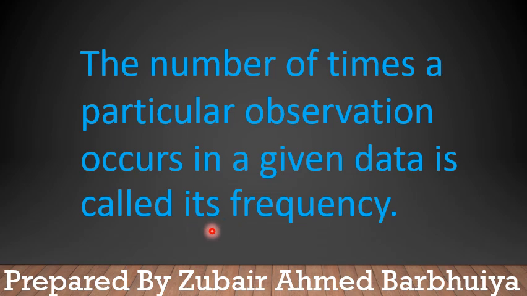Now we will learn another term, frequency. What is frequency? The number of times a particular observation occurs in a given data is called its frequency. When we are given a data, we have seen there are many different observations. Repetition of any observation in that data is called frequency. Frequency means repetition. So the number of times a particular observation occurs in a given data is called its frequency.